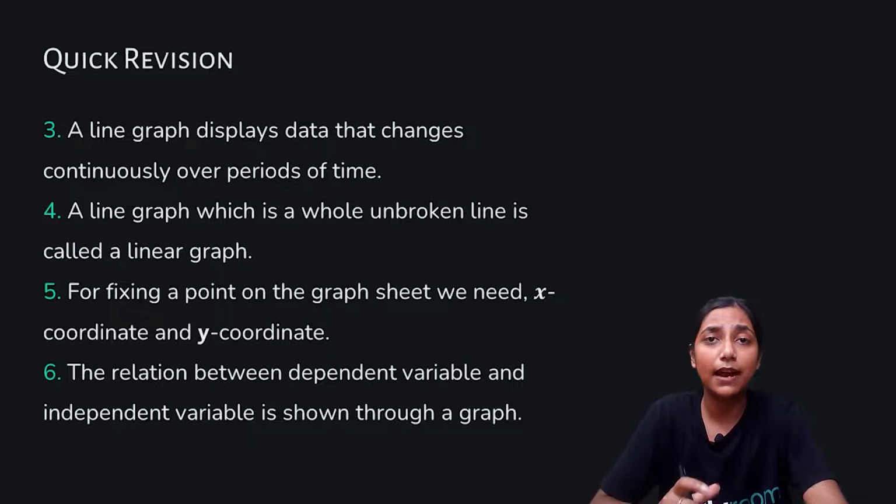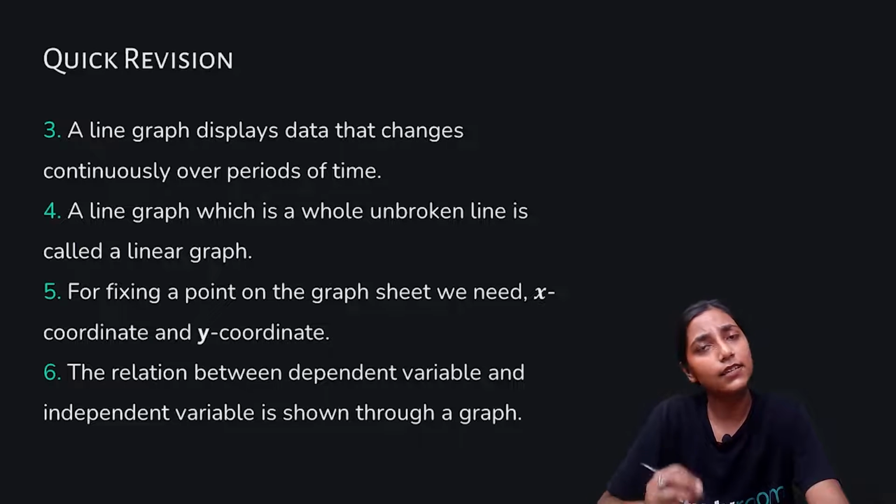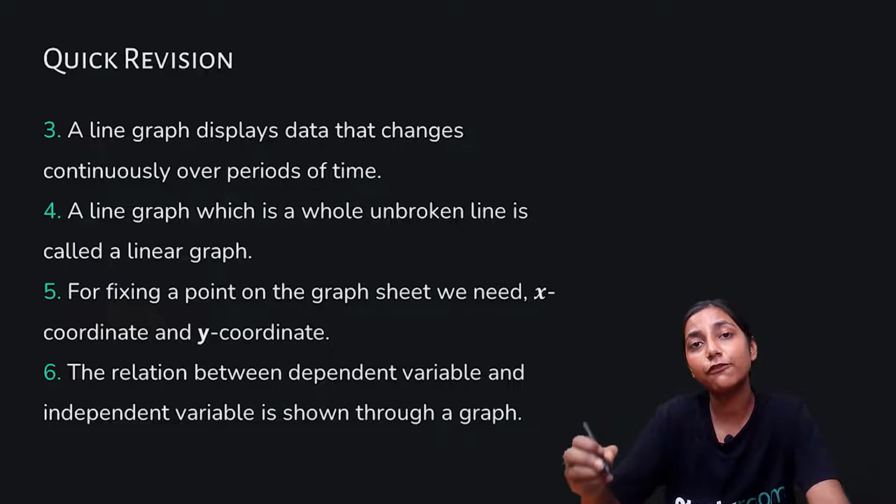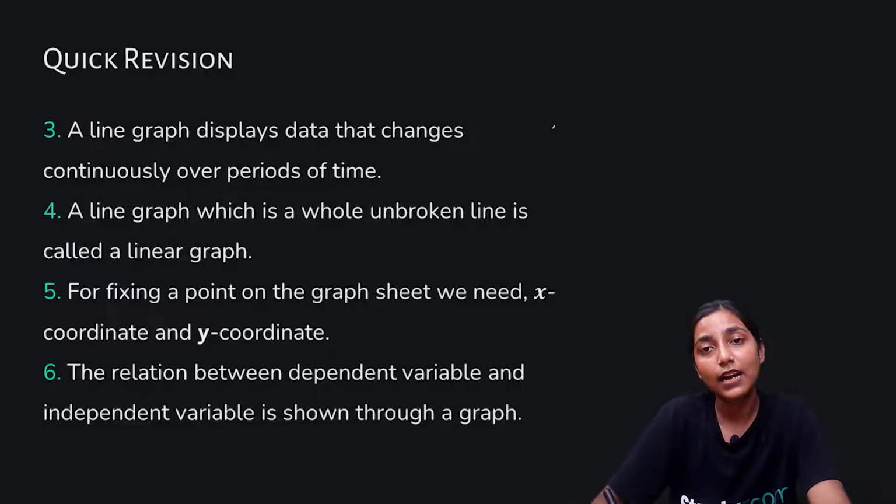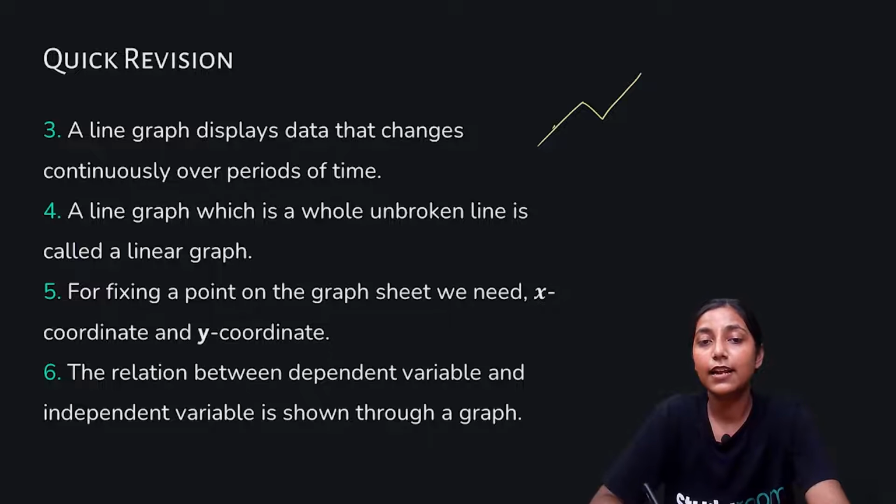What are linear graphs actually? So basically a linear graph is a line graph. A line graph can be called a linear graph if the line graph is a whole unbroken line. There is no break in that line graph.